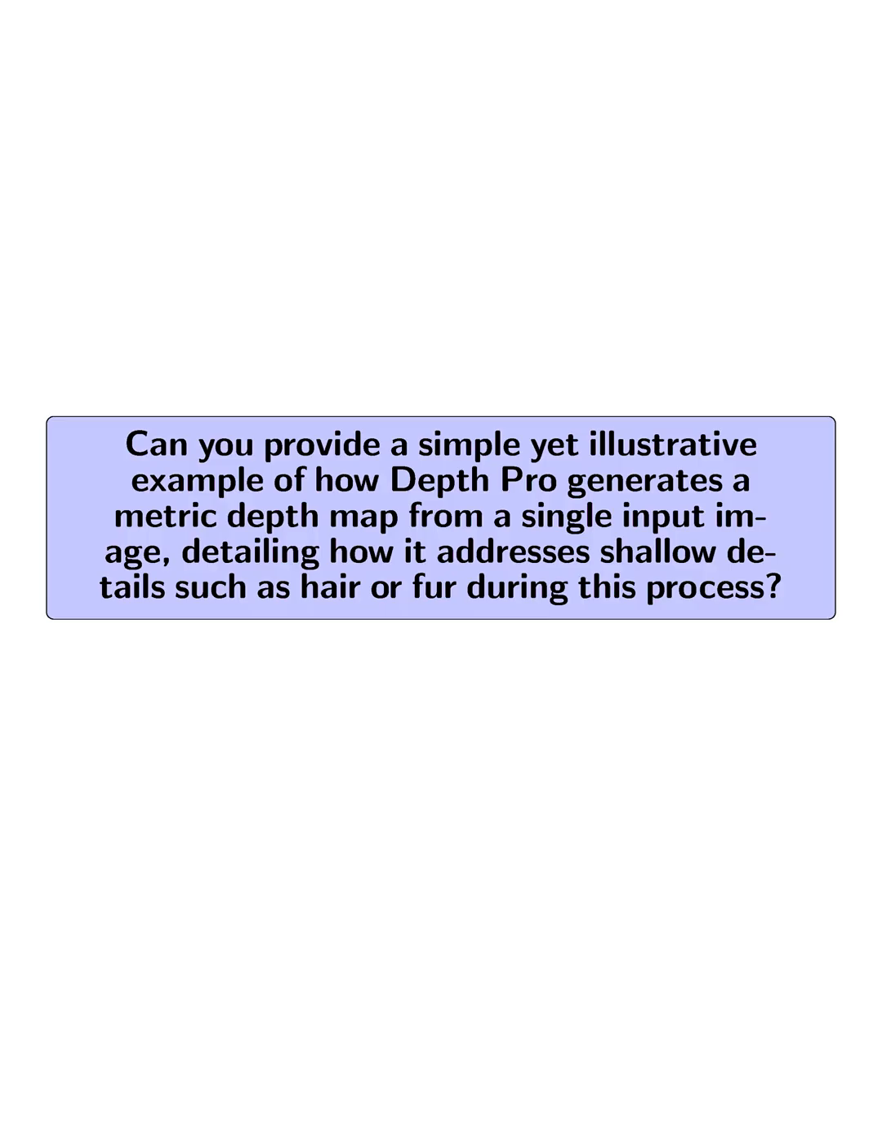Can you provide a simple yet illustrative example of how Depth Pro generates a metric depth map from a single input image, detailing how it addresses shallow details such as hair or fur during this process?